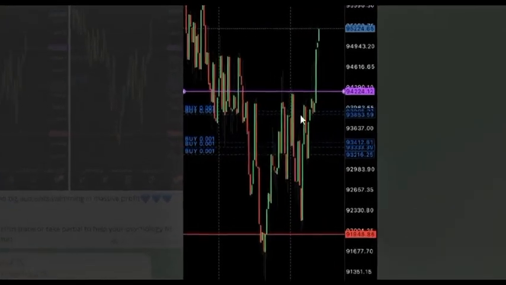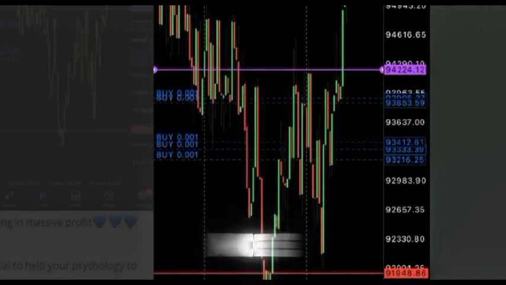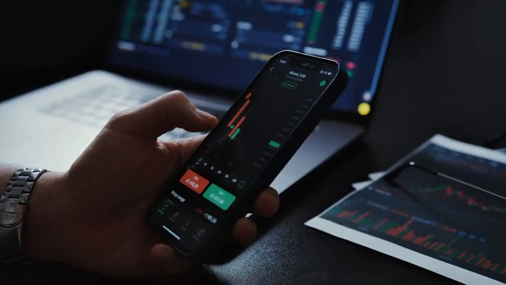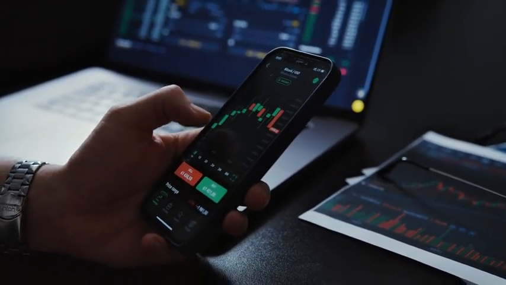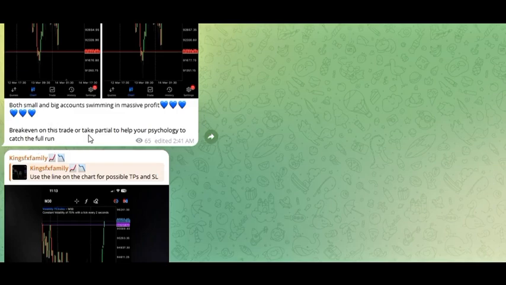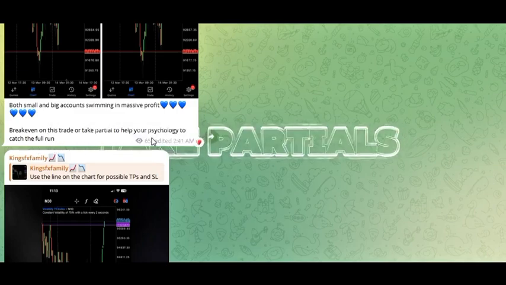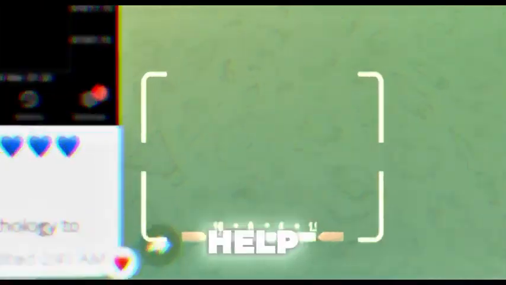Here I scale in more trades because this is a small account. I have to add more trades. As the price is going, I'm adding trades on that account. So also I updated them to break even this trade, or take partials, just to help their psychology, or help trader psychology, help our psychology.